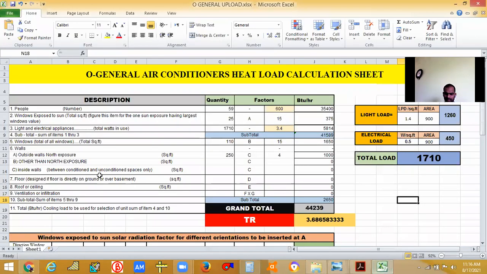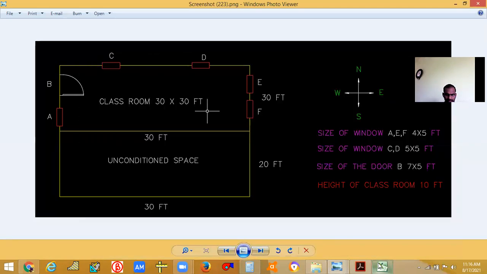Okay, what they have asked is other than north exposure. What is the other than north exposure? This west side and east side. What is the area of the west side? What will be the value of the west side area? It is same 30 into 10. This is also 30 only. 30 into 10, how much? 300. Here also 30 into 10. How much? 300. So 300 plus 300? 600. 600 minus, what is the area of this window?